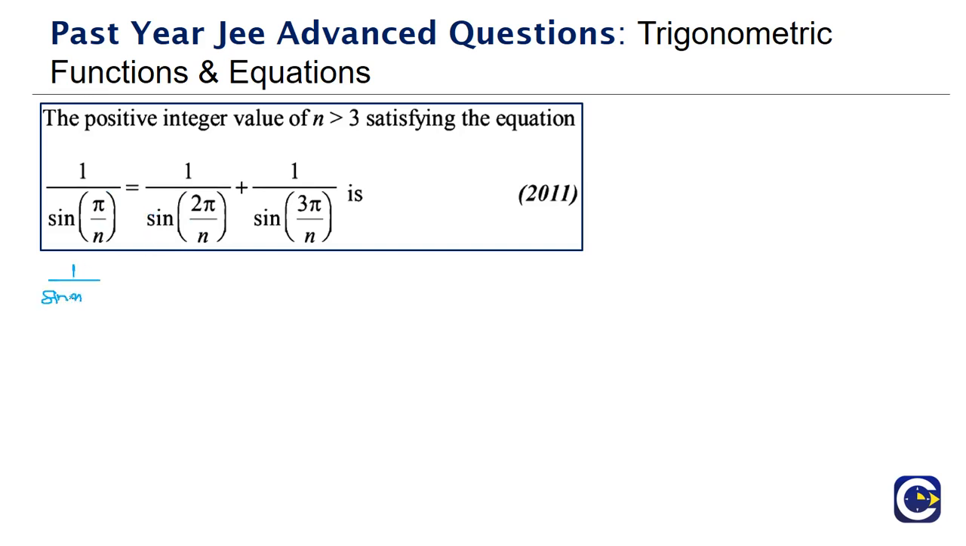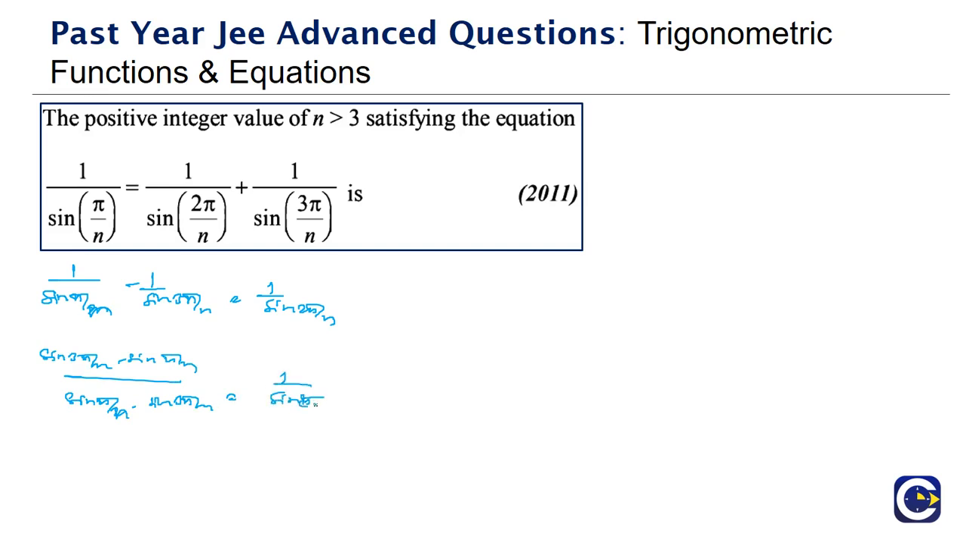So 1 by sine pi by n minus 1 by sine 3 pi by n is equal to 1 by sine 2 pi by n. So taking LCM, what will we get? Sine 3 pi by n minus sine pi by n divided by sine pi by n into sine 3 pi by n, which will be equal to 1 by sine 2 pi by n. So which implies 2 cos 2 pi by n into sine pi by n divided by sine pi by n into sine 3 pi by n is equal to 1 by sine 2 pi by n.